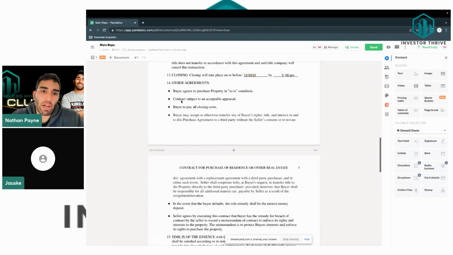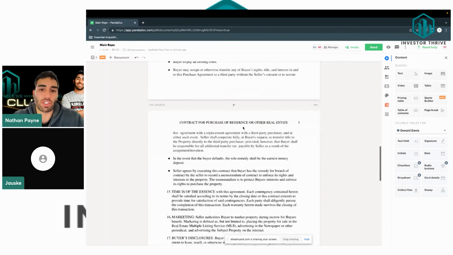But right here it says buyer agrees to purchase property in as-is condition, subject to appraisal if you want to get one. Buyer pays all closing costs. Buyer may assign or transfer the rights to buy this property. So that is your assignment clause. It just says we can assign it.